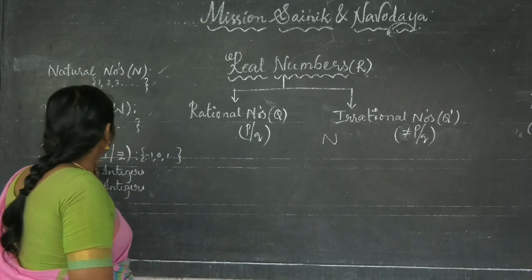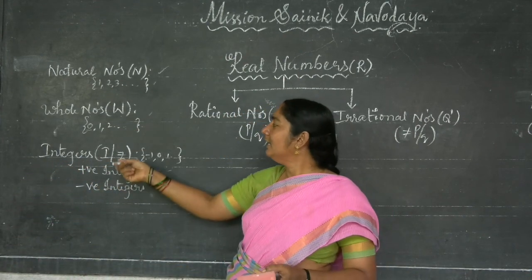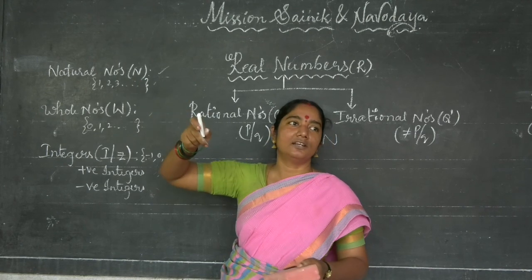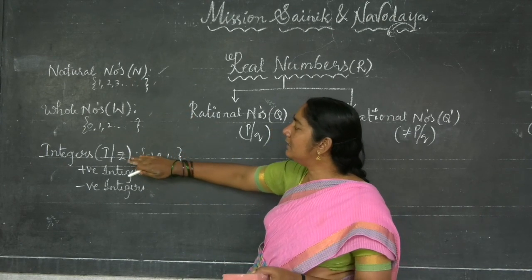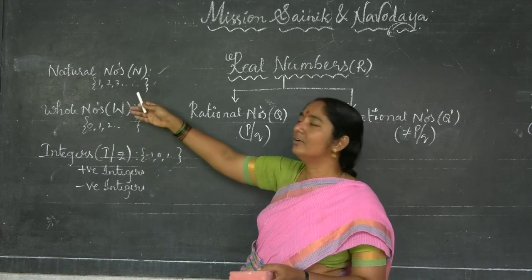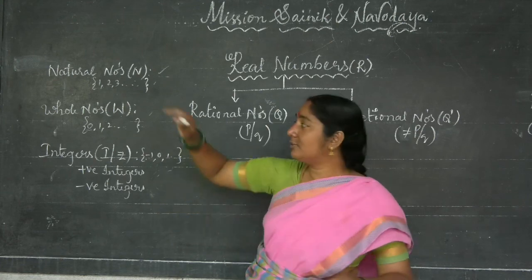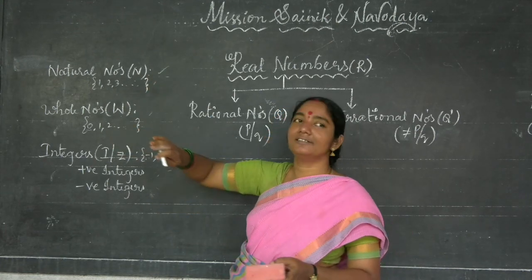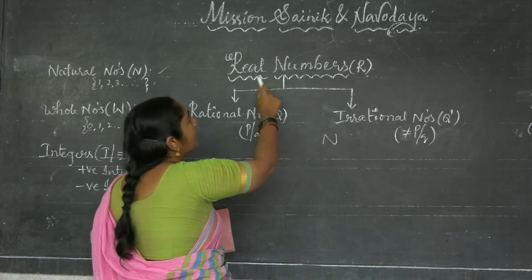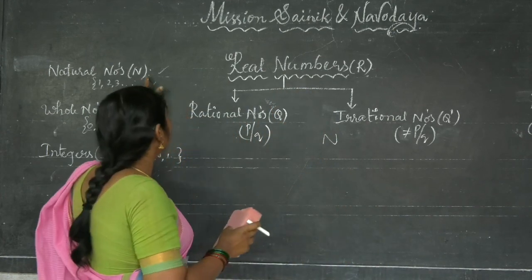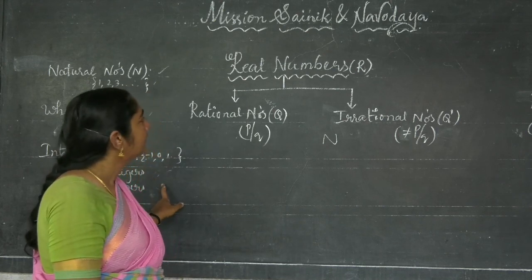See, in integers, whole numbers are there. In integers, natural numbers are there. Understood, my dear friends? So integers are the superset of whole numbers and natural numbers. Natural numbers are a subset of integers. Again, I will tell you about superset and subset later. Now coming under the real numbers: natural numbers are real numbers, whole numbers are real numbers, integers are real numbers.